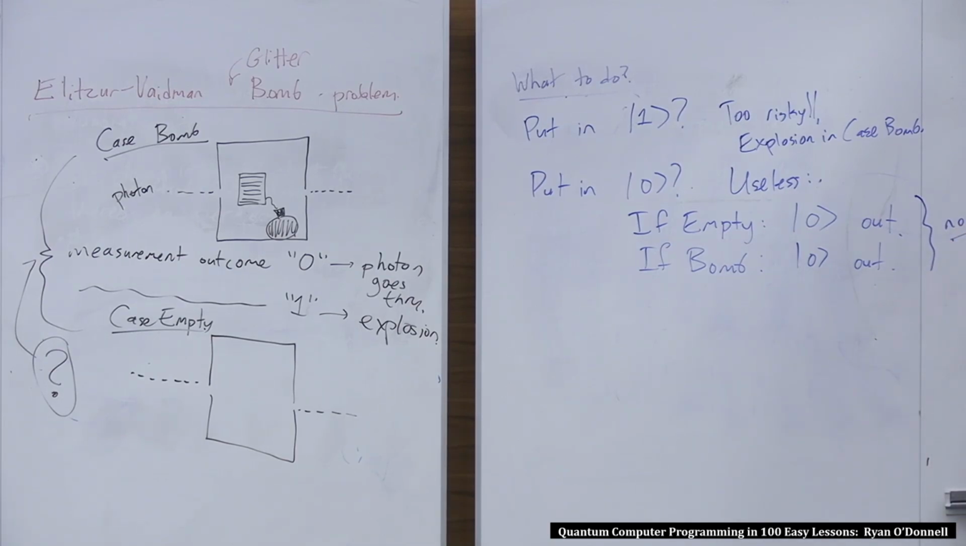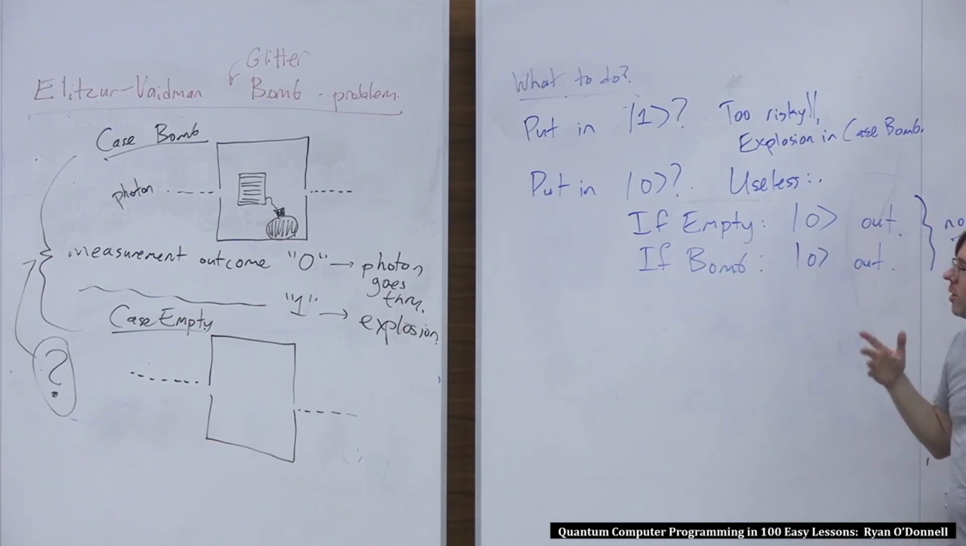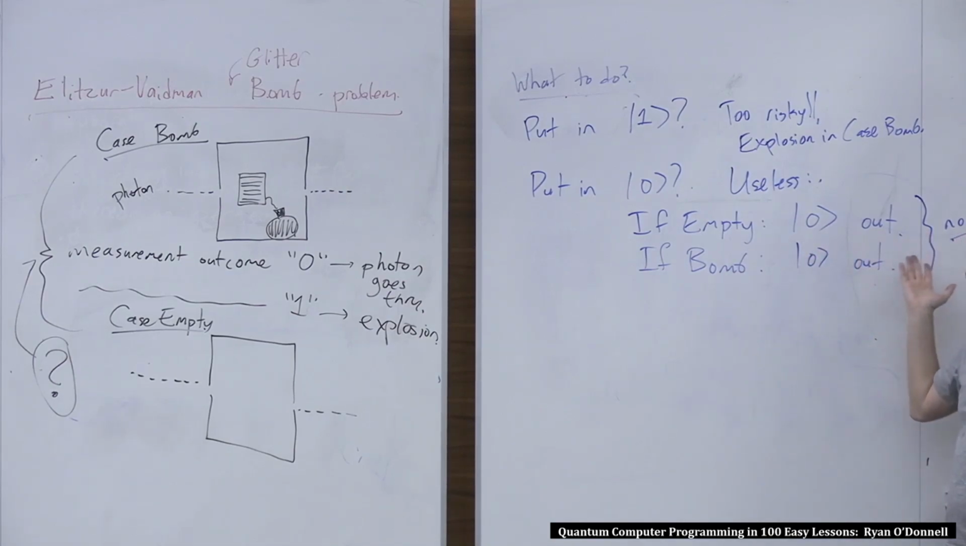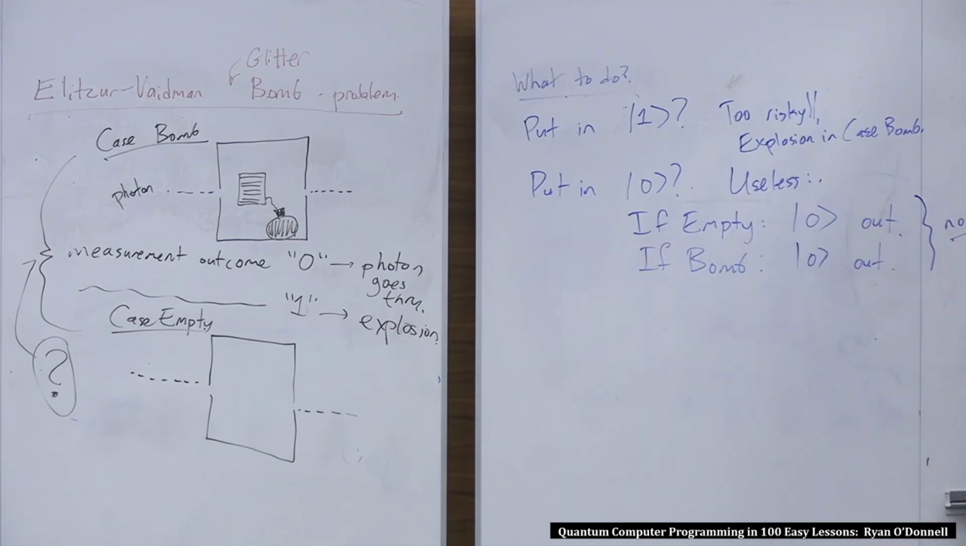So if you didn't know about quantum, or you didn't know that there was more in this world than just horizontally polarized and vertically polarized, you'd be like, I am in a no-win scenario. If I put in 0, I get no information. If I put in 1, there's a 100% chance that I'll get an explosion in one of the cases, so I'm completely in trouble.